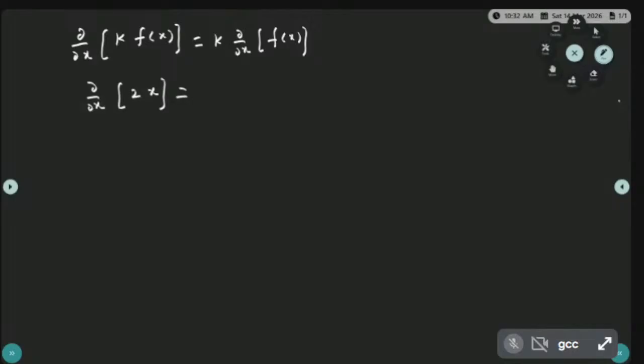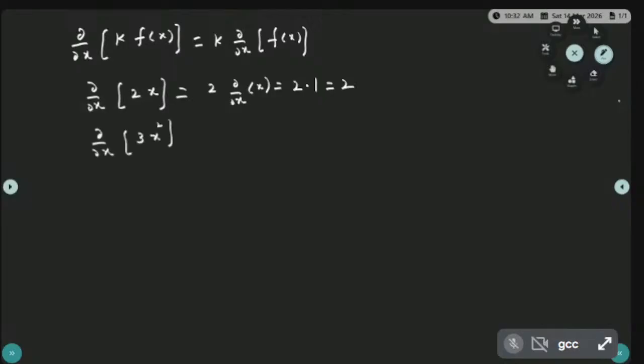What is the constant? 2. X is not a constant. X is a variable. Take 2 outside. 2 into dou by dou x of x. What is the dou by dou x of x? What is the final result? 2. Are you clear? Does all of you understand? Okay.